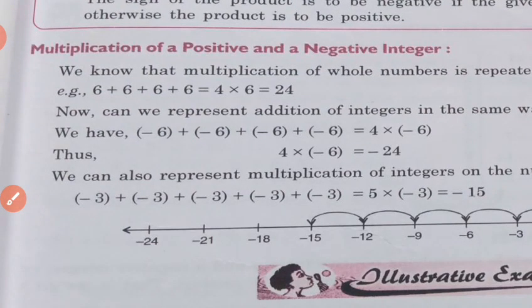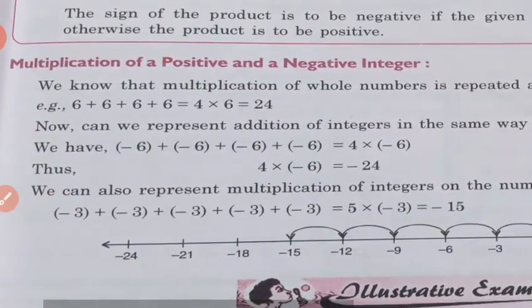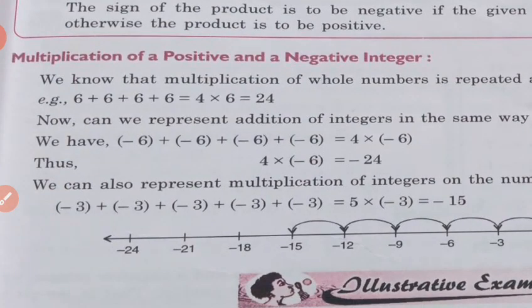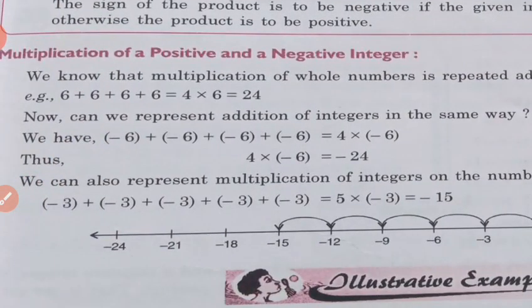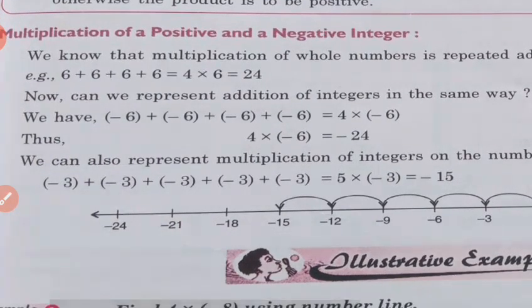Now, can we represent addition of integers in the same way? Here we have seen it for the whole number 6. So the question is: can we represent integers also in the same way in repeated addition? So let us see. Here, instead of plus 6, now it is given minus 6. As we know that integers are positive, negative and include 0, we can take any number as negative. So we have taken the negative integer minus 6.